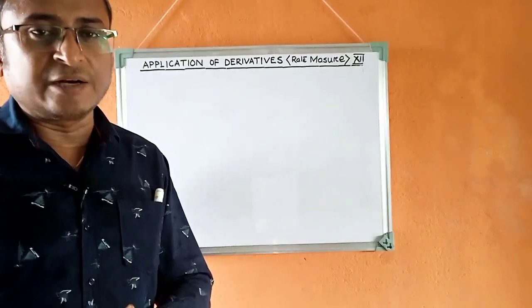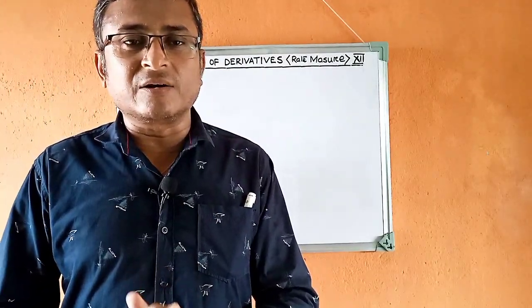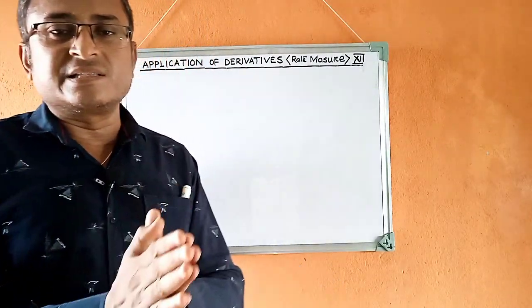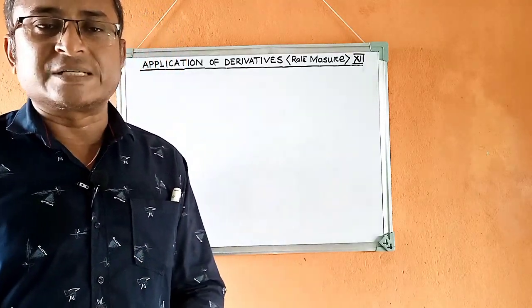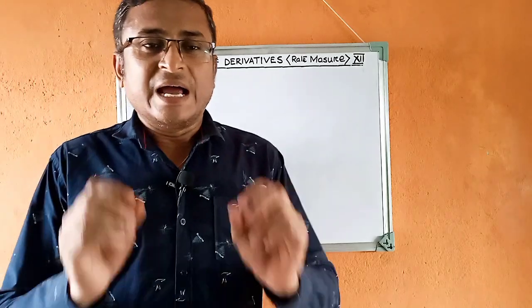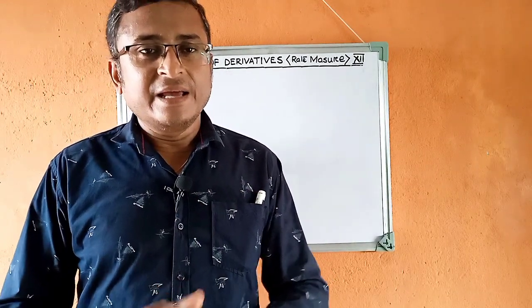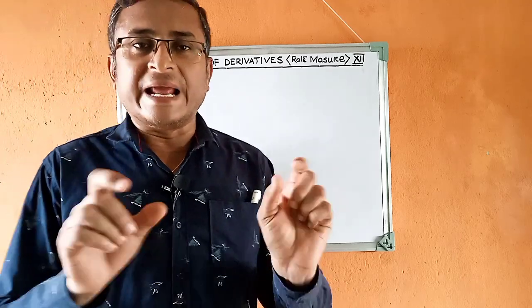Number two, marginal cost, or in short MC. What is marginal cost? Marginal cost is the instantaneous rate of change of total cost with respect to the number of items produced at an instant.